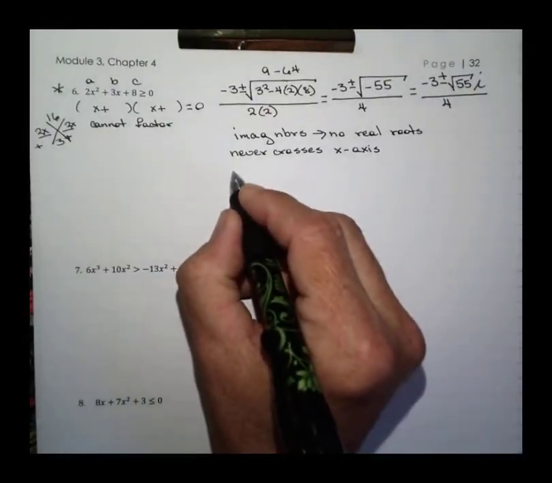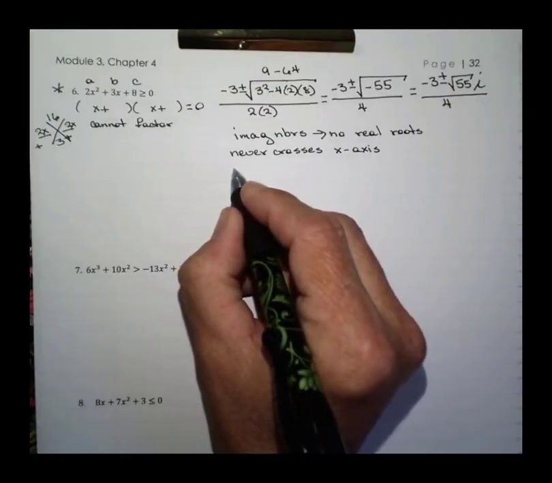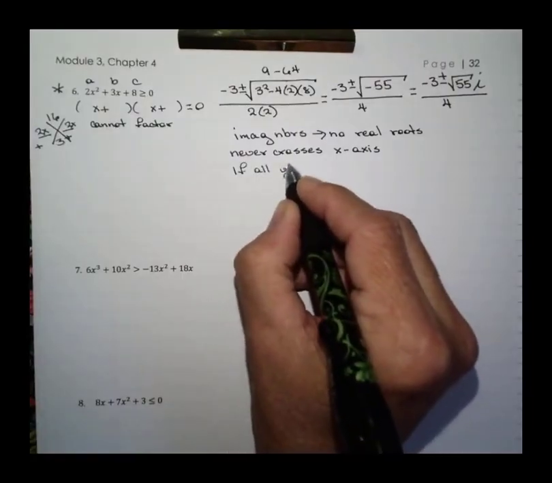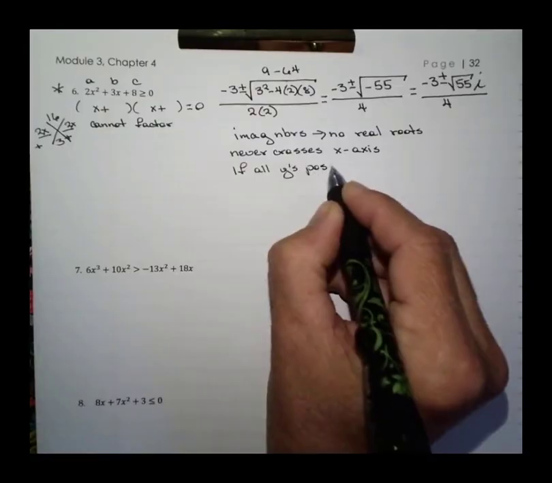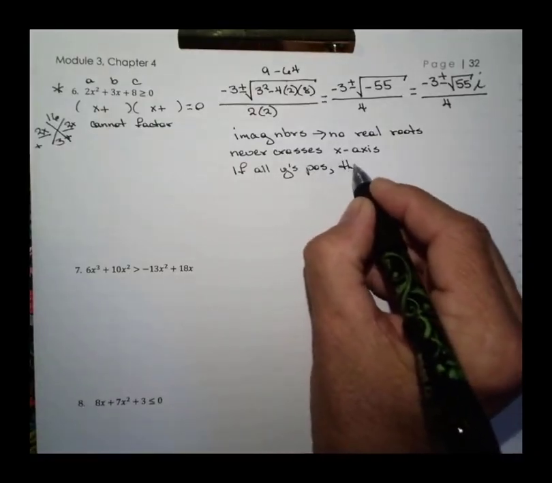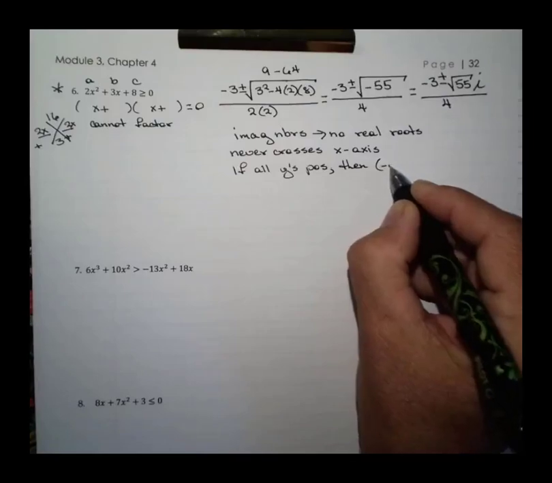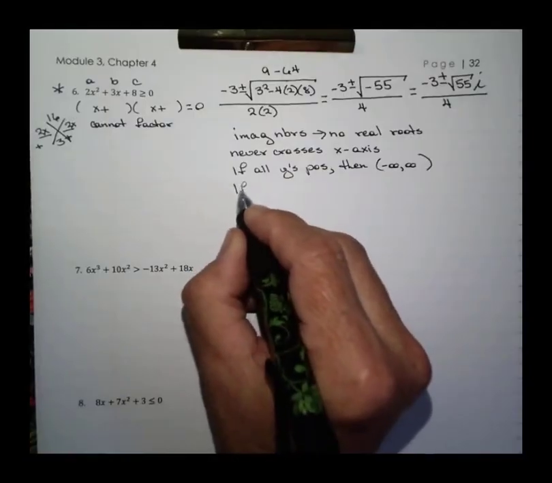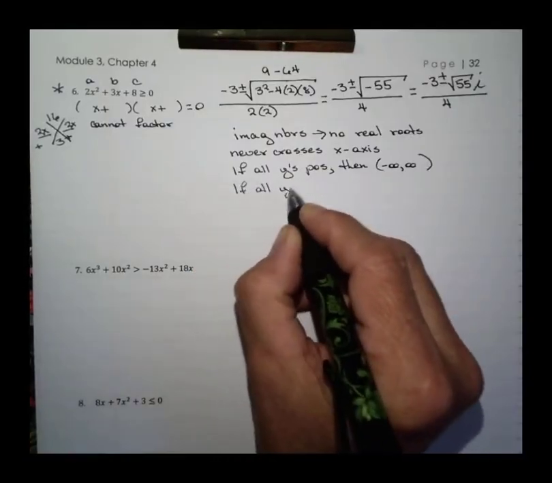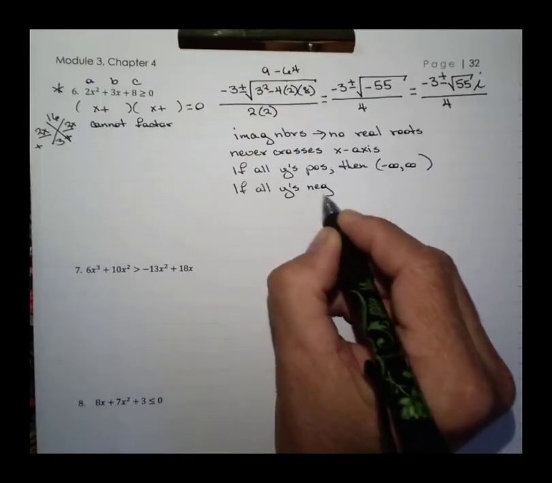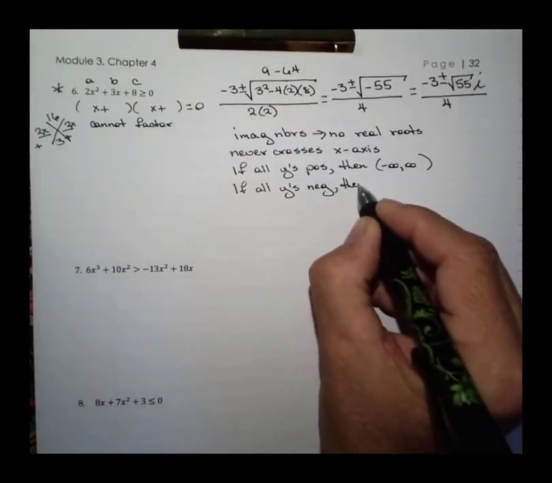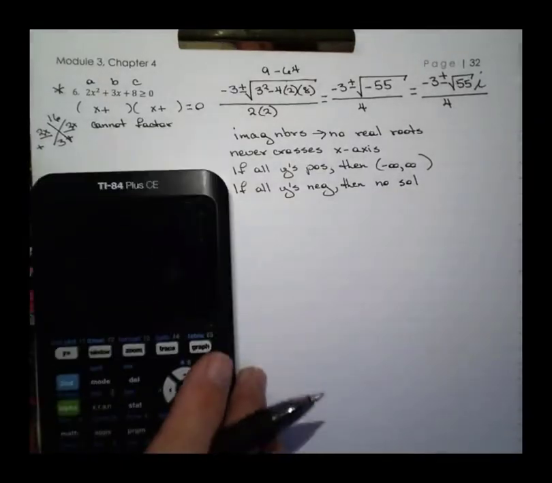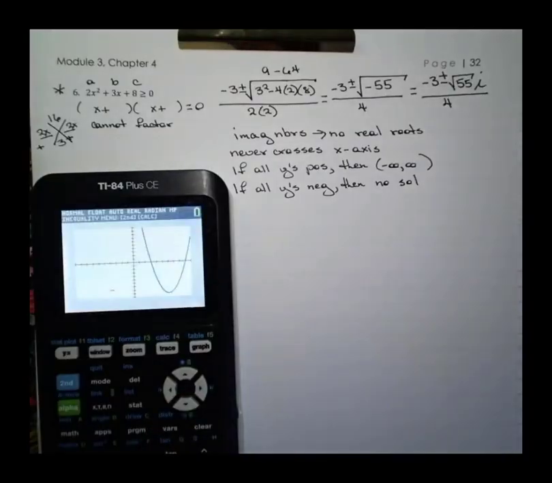Okay, so if all these values come out to be all y's are positive, then I would say I have the set of all real numbers. I go from negative infinity to positive infinity. If, however, it's below and all the y's are negative, then I have no solution. And that's the way I'm going to determine it. How am I going to do this? Well, I'm going to look at my graph on my calculator and see what happens.